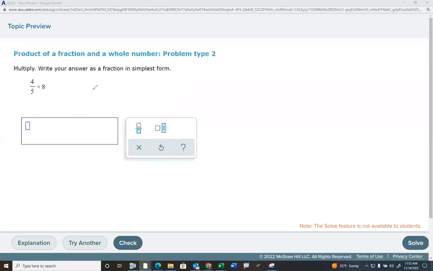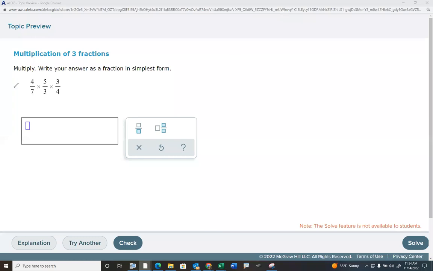Okay. So here's another, it's just more practice. It's like what you've been doing already, but it's good to have the practice. So I see a fraction multiplied by a non-fraction. So I slip the 1 underneath. And then I say 4 times 8 is 32. And 5 times 1 is 5. Okay.